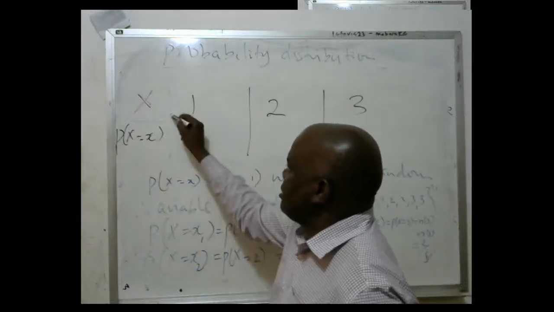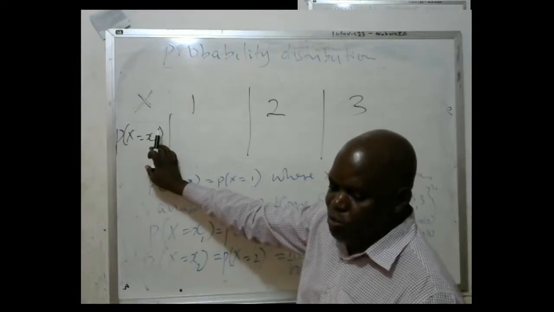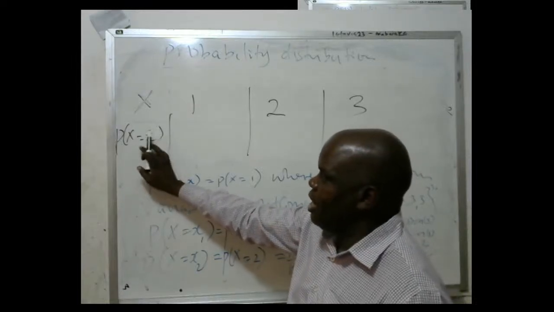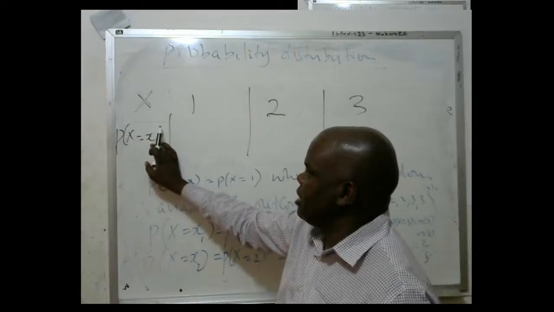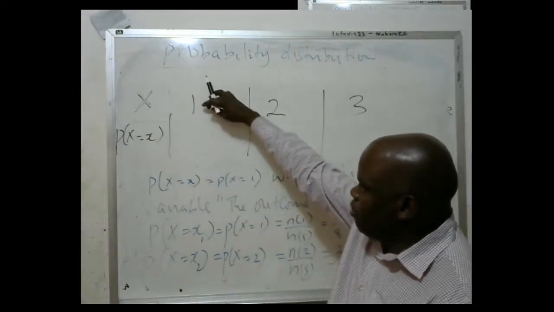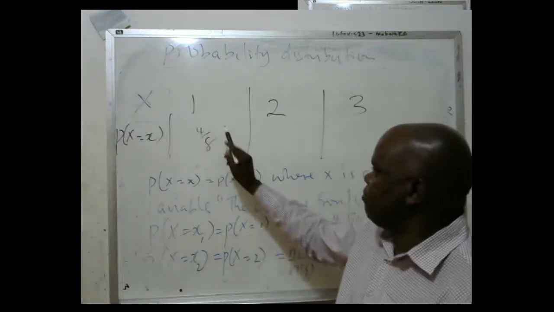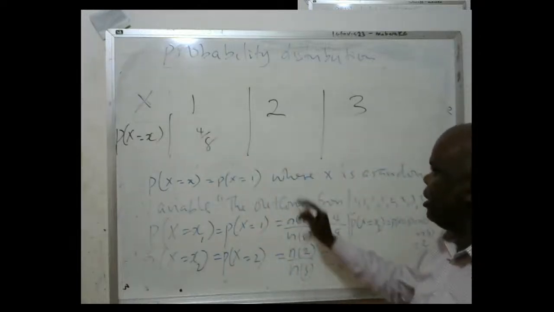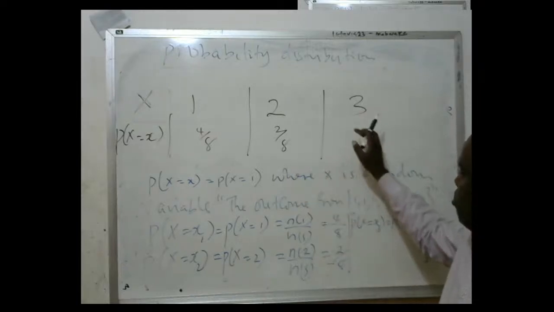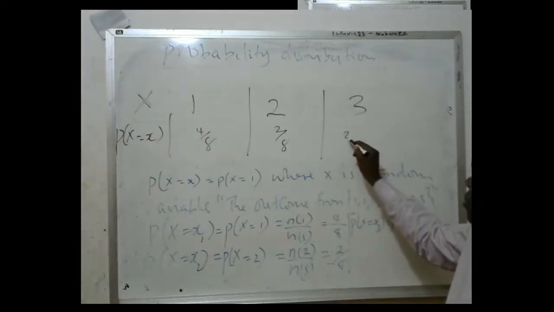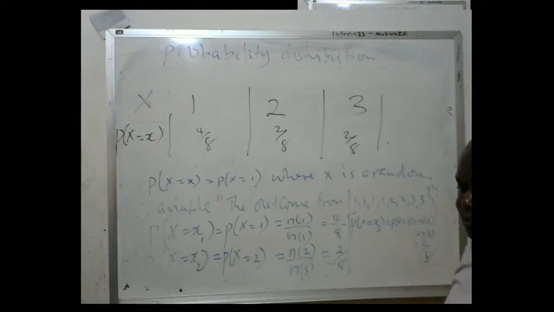We write like that. A capital X being equal to a smaller x. There's no mistake here. This is a capital X and this is a small x, and its respective probability. The probability of getting a 1, we have it here, is 4 out of 8. The probability of getting a 2 here is 2 out of 8. The probability of getting a 3 here is also 2 out of 8.